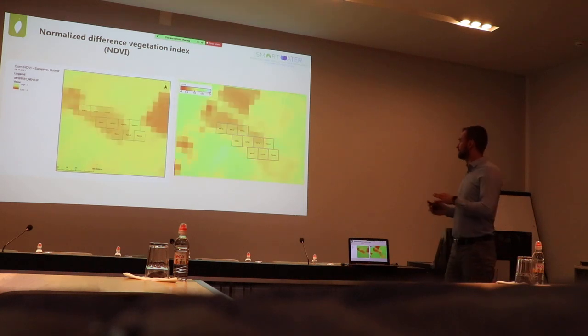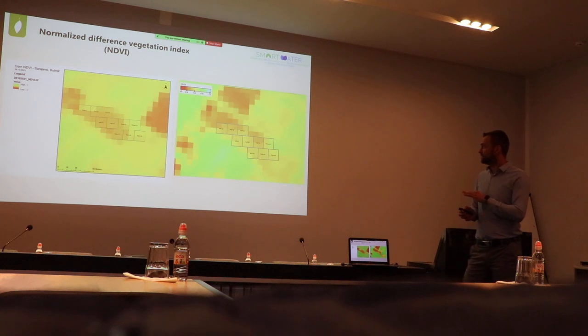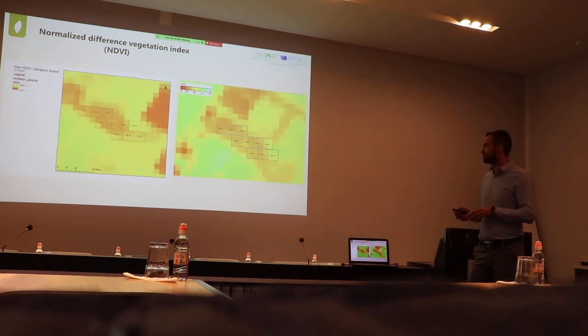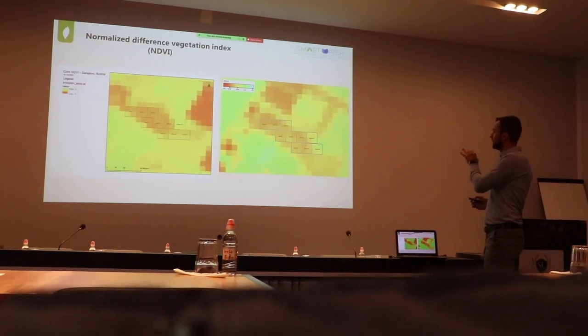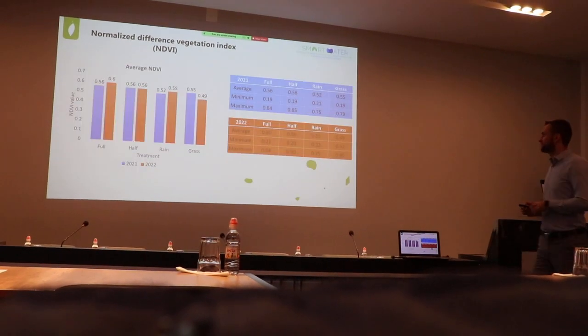And after that, you can see the corn is finished with the vegetation period, and now you can see the brown pixels.